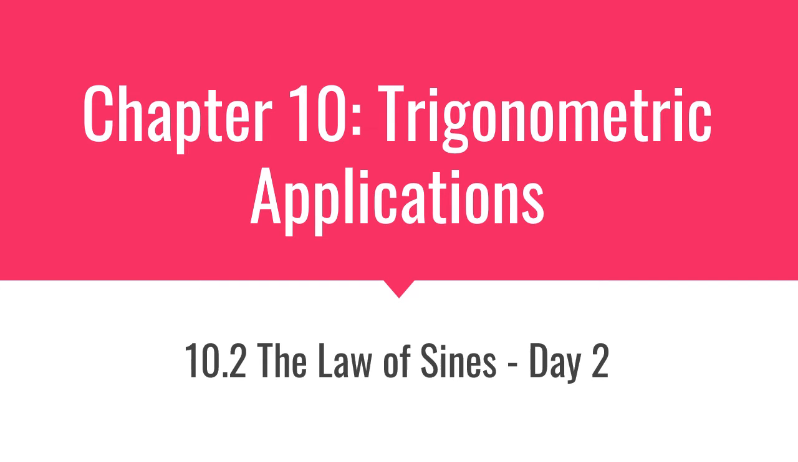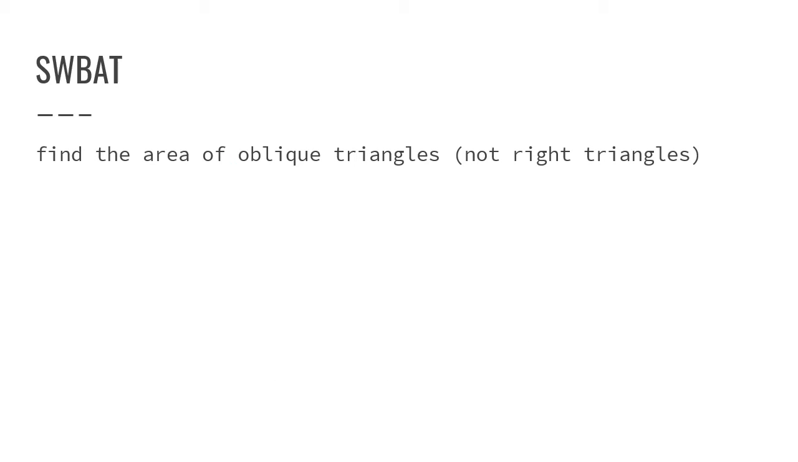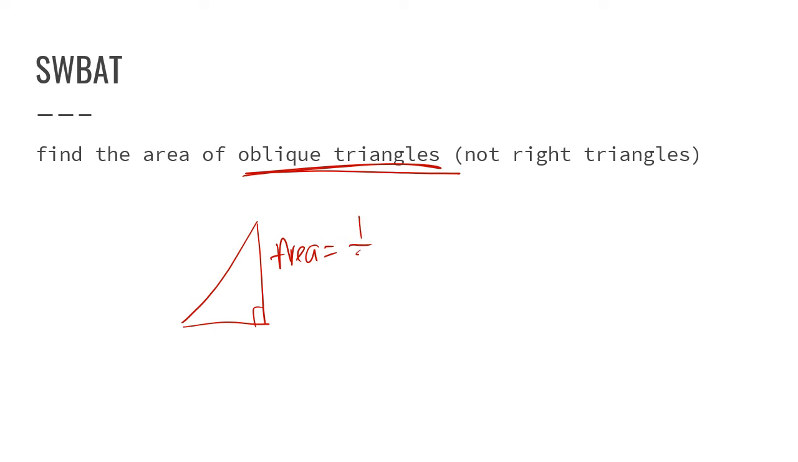Hey guys, so in this video we're going to finish section 10.2, which is the law of sines, but we're going to talk about how to find the area of a triangle that is not a right triangle. So we're finding the area of what are called oblique triangles. Oblique triangles, again, are not right triangles.